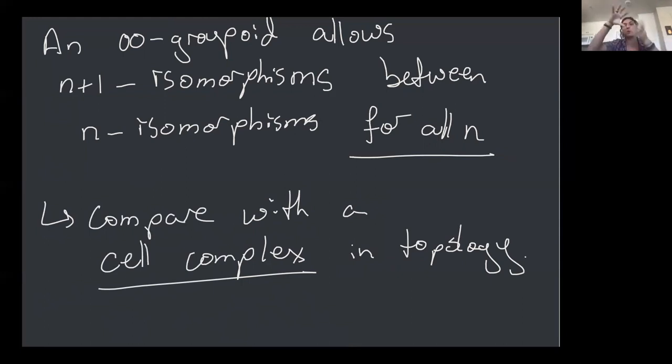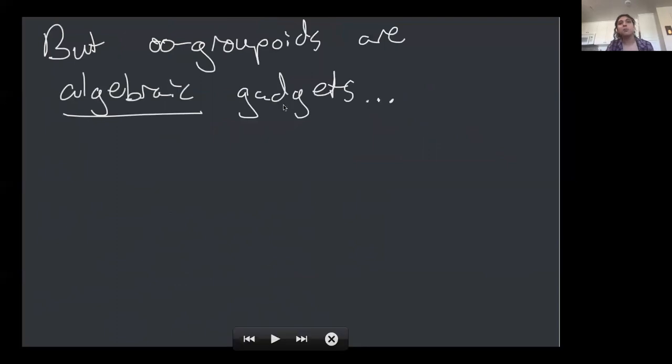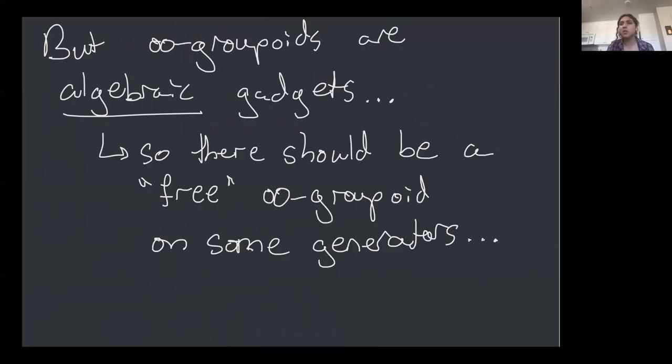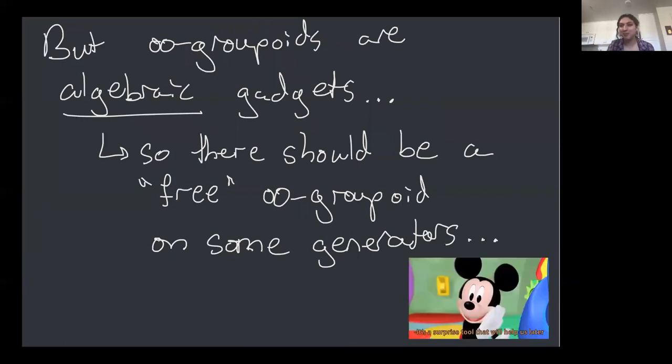And anytime I have a boundary of two cells, I can fill it in with a three cell, or 19 cells and 20 cells and so on. And you just never stop. Okay. So infinity groupoids are algebraic gadgets. That's one of the things I want to keep emphasizing. So there should be some notion of a free infinity groupoid if you give me some generating data. We'll come back to that.